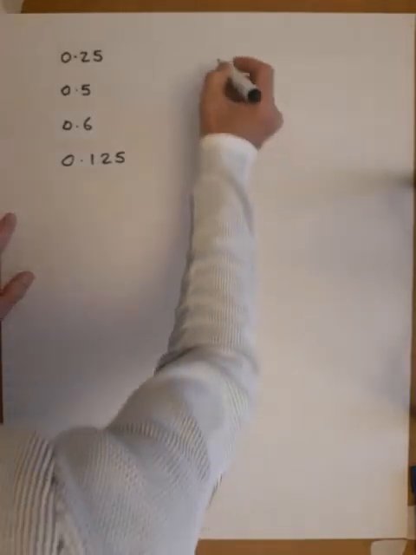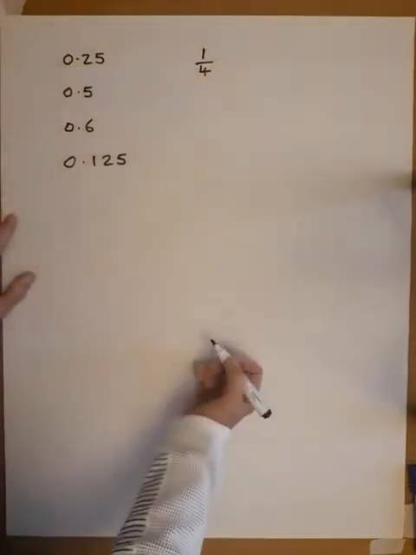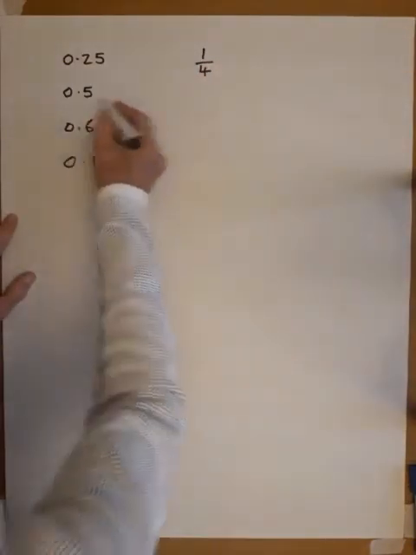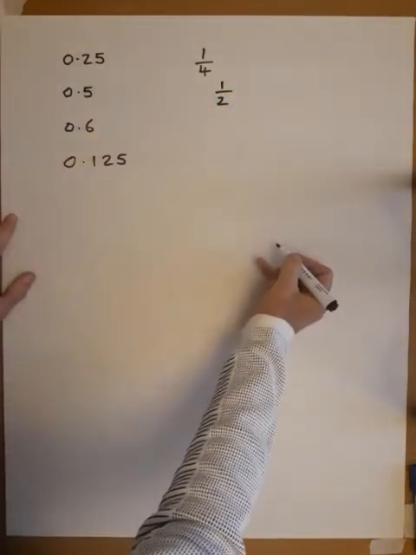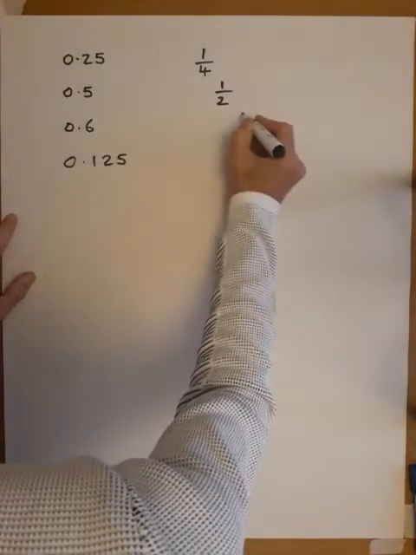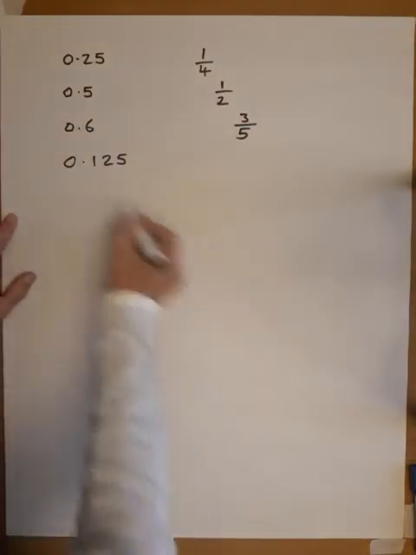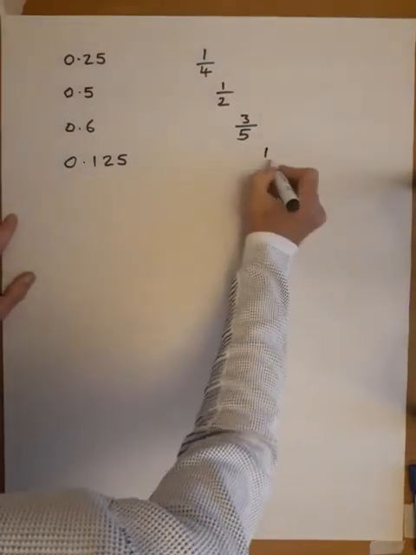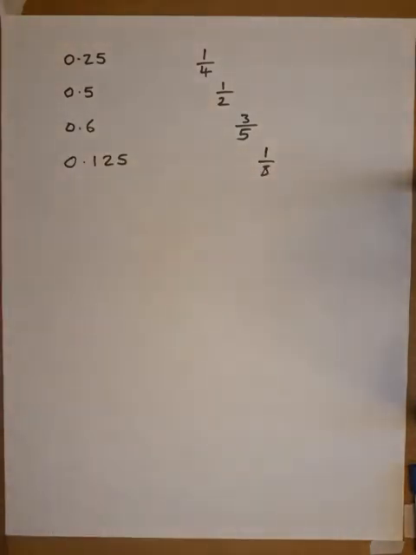Vulgar fractions you're used to. 0.25 is a quarter. 0.5 is a half. 0.6 is 3/5, and 0.125 is 1/8. Okay, let's take it a little bit further.